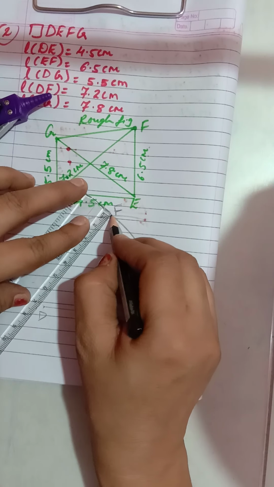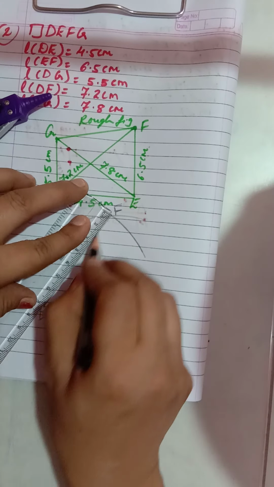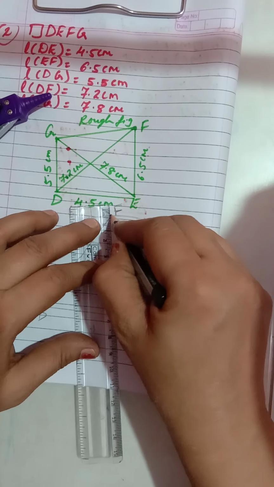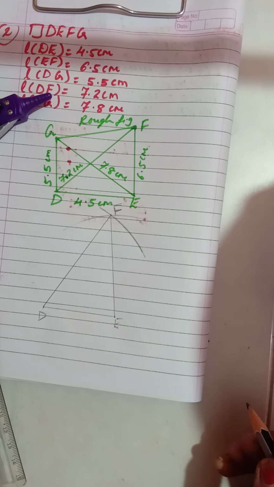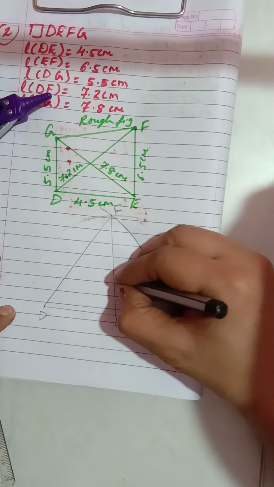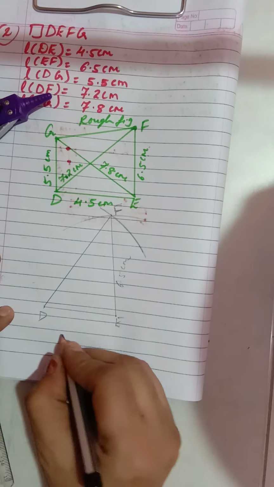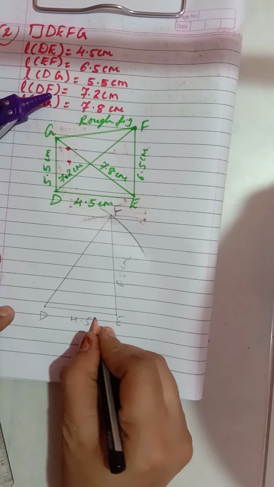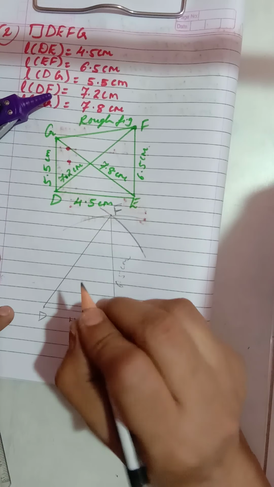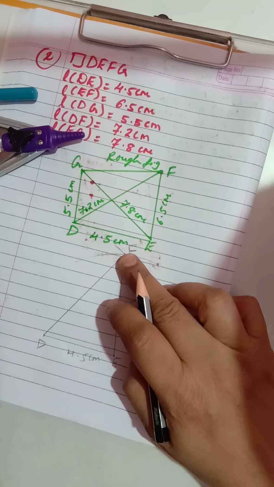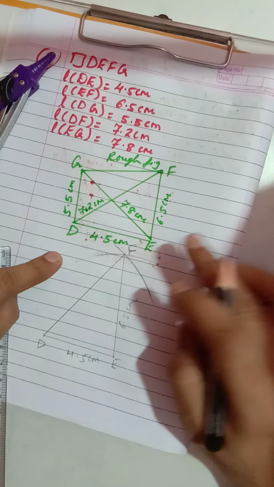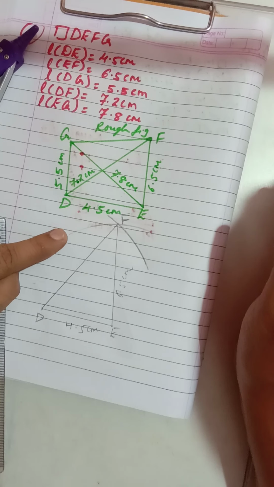Now with the help of the scale you are going to join. Here you can write down: this is your 6.5 centimeter, this is your 4.5 centimeter, and this is your 7.2 centimeter, which we are writing later on. Now see children, only one point is remaining, that is G.